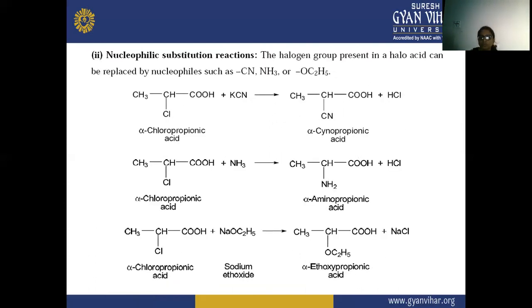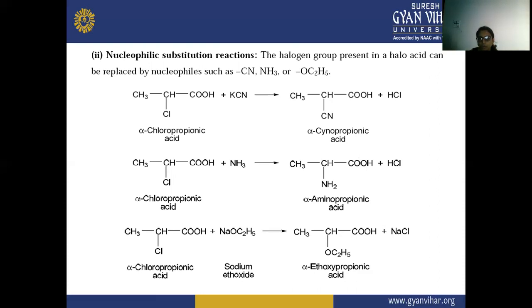Next is a nucleophilic substitution reaction. In the nucleophilic substitution reaction, the halogen group present in a halo acid can be replaced by nucleophiles such as CN, NH3 or OC2H5. Nucleophile means the electron donating species. This nucleophile has the capability to donate electrons, and examples are your CN, NH3 or OC2H5. In this they are substituting another atom, and that is why it is a nucleophilic substitution reaction.